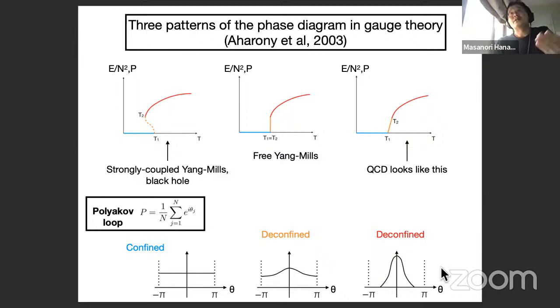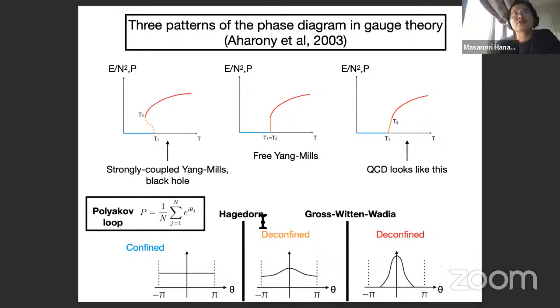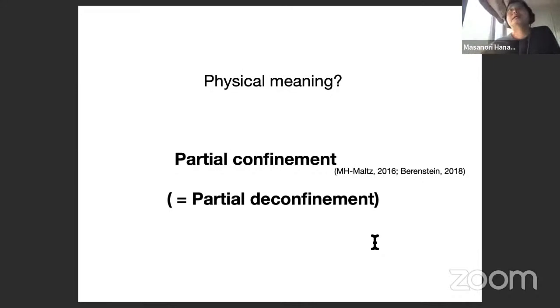And for some historical reasons, we call this phase transition the Hagedorn transition, and this phase transition the Gross-Witten-Wadia transition. When they wrote the paper, they showed that there is some intermediate phase, but the physical meaning wasn't really clear. And I want to show that this physical meaning is partial confinement, or equivalently partial deconfinement.